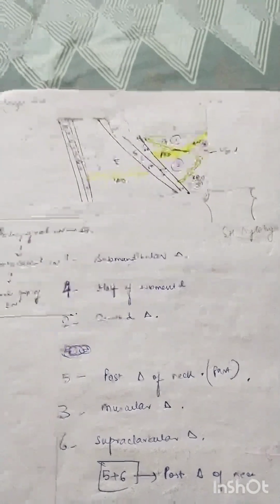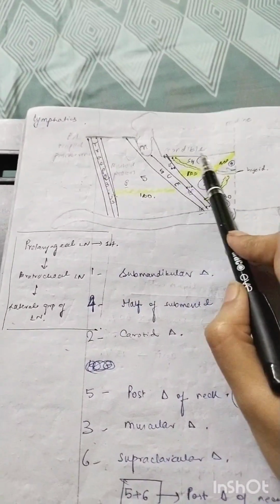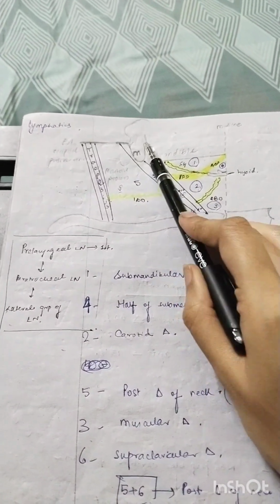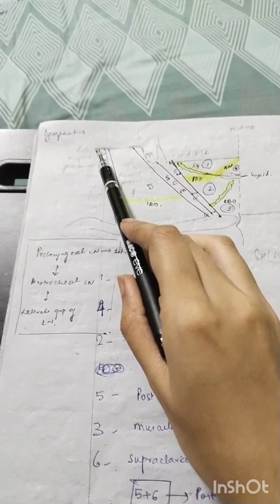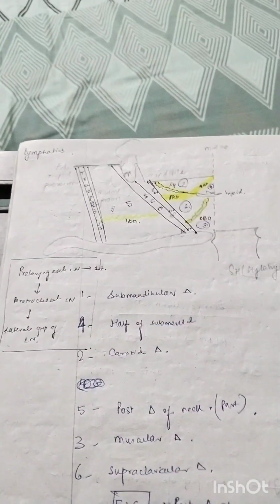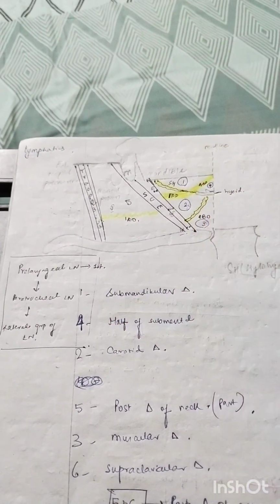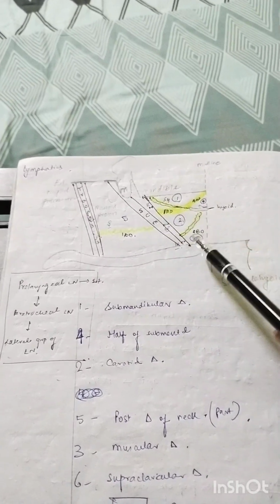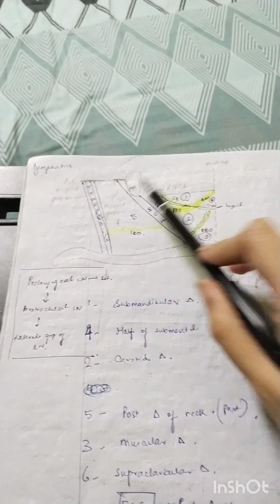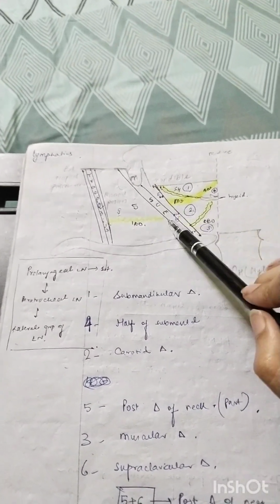In this video we shall study about the different triangles of the neck. Now consider this to be the mandible. This is the mastoid process, the ear, and you go back to the external occipital protuberance. And this is the midline. You are seeing this from the lateral side. Now, from the mastoid process to the sternal end of the clavicle, and this is the clavicle. From the mastoid process to the sternal end of the clavicle is the sternocleidomastoid muscle.